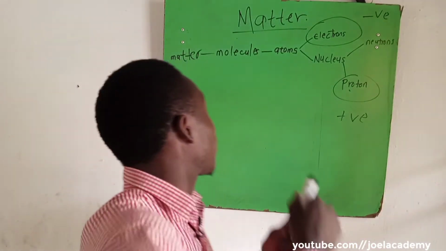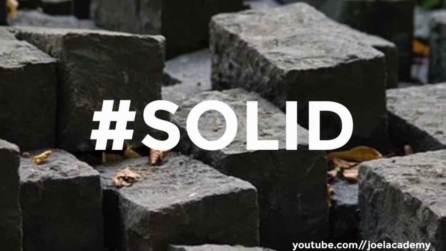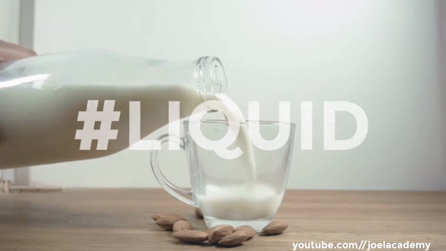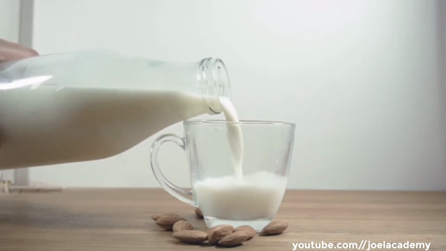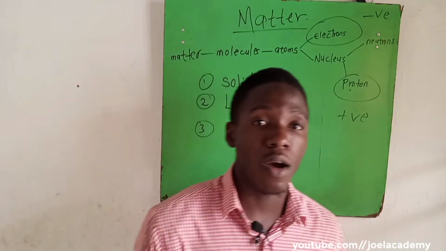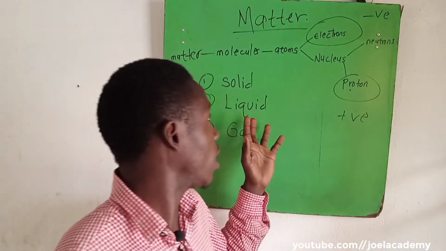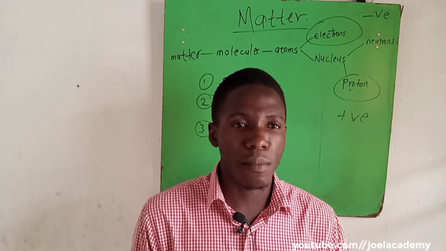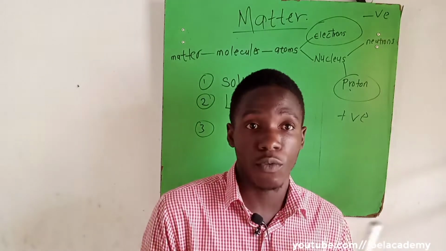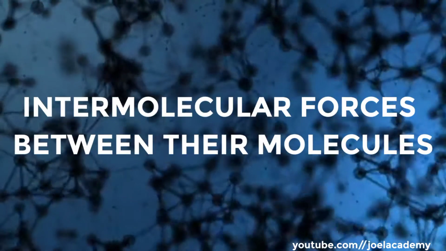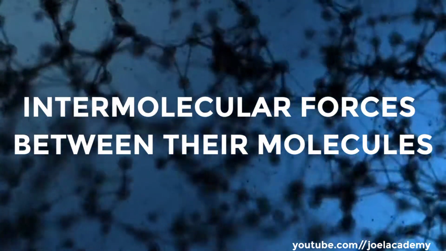Now the states of matter are what? We have solid, we have the liquid state of matter, and then we have what? Gases. These are the basic states of matter we have. Now solid, liquid, and what? Gas. Now they look so different. What makes a solid different from a liquid and a liquid different from a gas? The major factor that makes solid, liquid, and gas distinguishable is the intermolecular forces between the molecules.